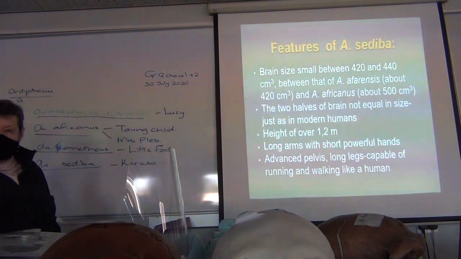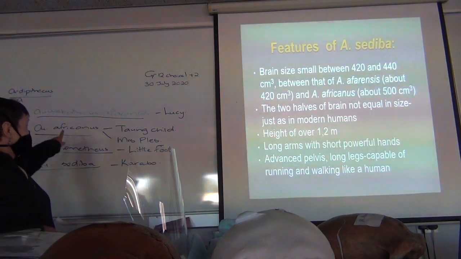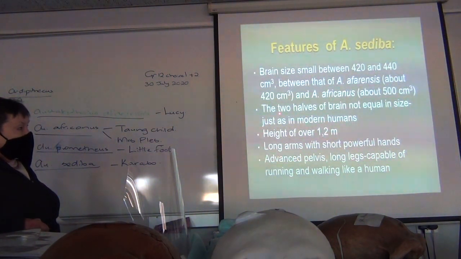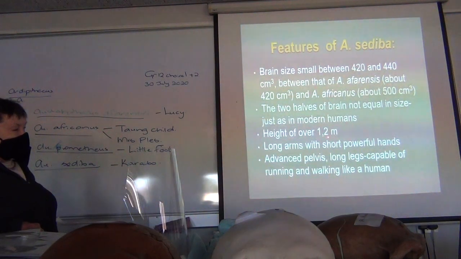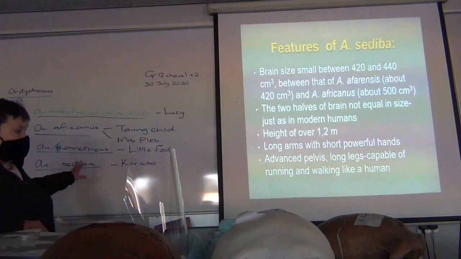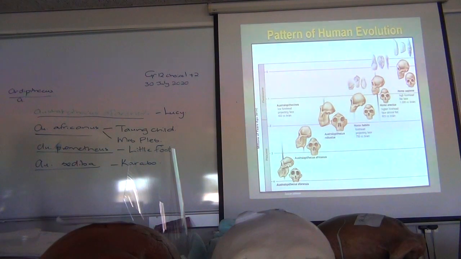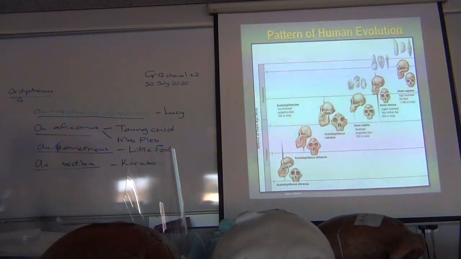Almost 480, almost 500. Australopithecus afarensis was smaller than that. But interestingly, the two halves of the brain are equal in size, and this is a characteristic of modern humans. Just over 1.2 meters, which makes it a little bit taller than Australopithecus africanus. Long arms, short, powerful hands. This means that it climbs trees. But the pelvis was unusually advanced. Very long legs, which is unusual for Australopithecines, and capable of running and walking like a human. So that was his argument why he felt it was a transitional thing.